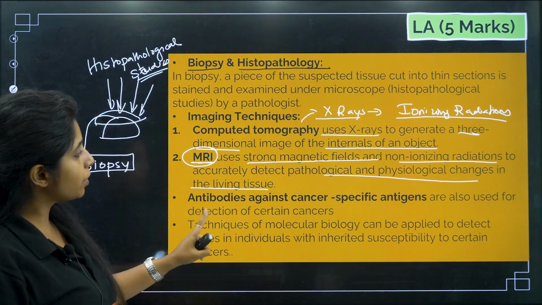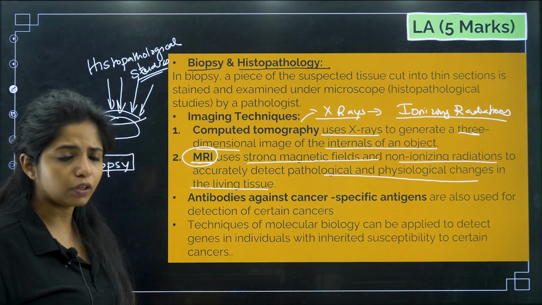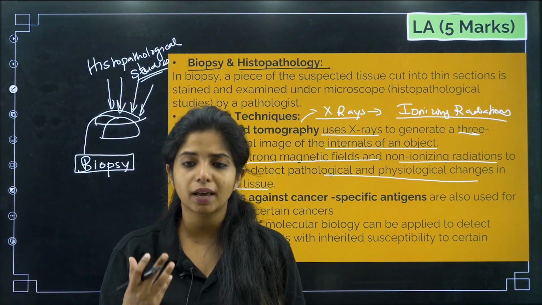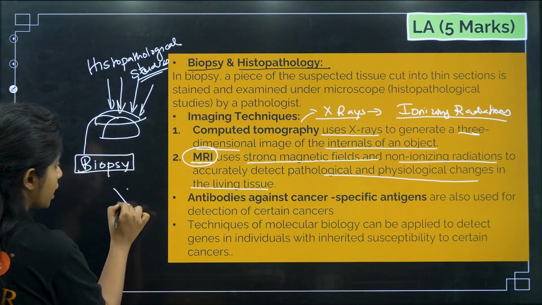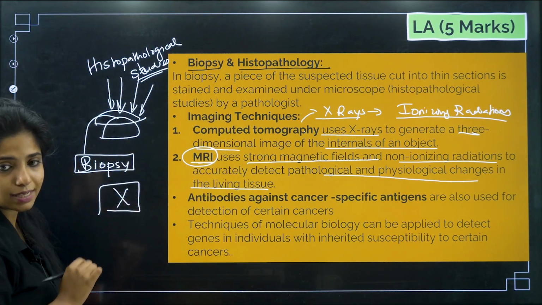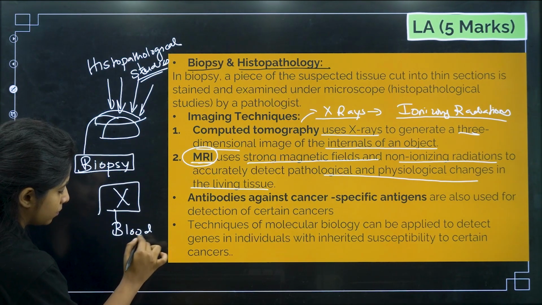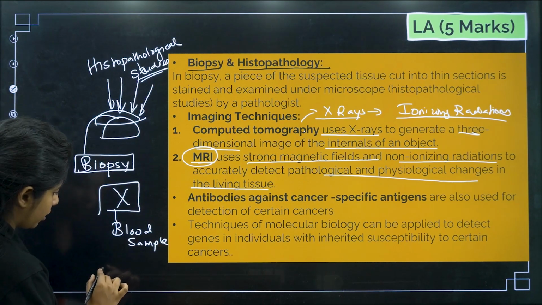Now, antibodies against cancer-specific antigens, that is also there. So basically what you can do is collect a sample. For example, person X. I am supposing that this person has cancer, but I am not sure. What I can do is take their blood sample and then put it in a well.